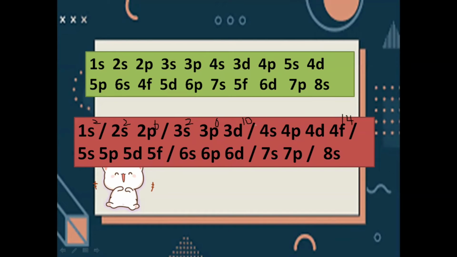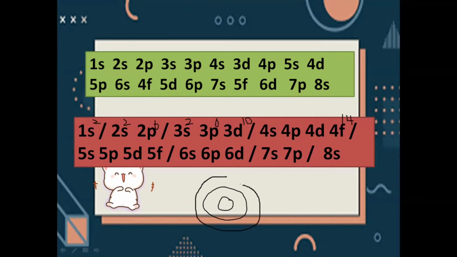The first shell can accommodate how many? 2 electrons. Then what about the second shell? The second shell can accommodate up to 8 electrons. What about the third shell? The third shell can accommodate up to 18 electrons.